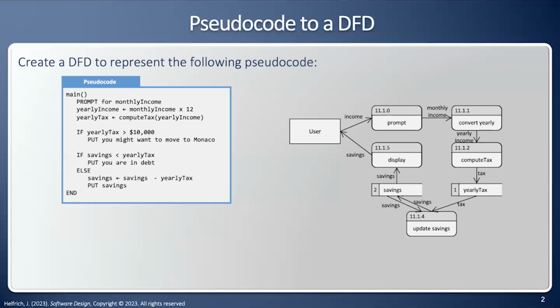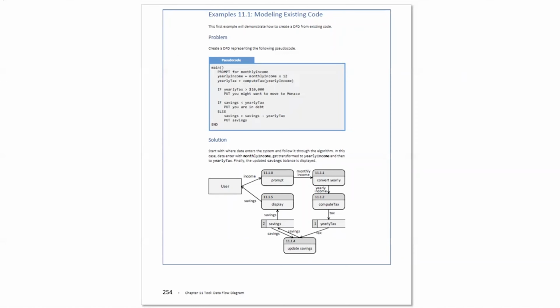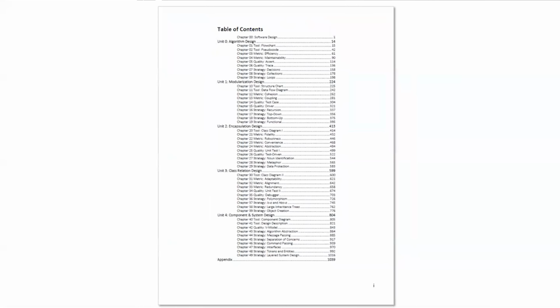I can trace it back one step at a time to see where the bug originated from. And I can also see where the variable goes afterwards, from update savings or display and then off to the user. This is example 11.1 in the data flow chapter of the software design textbook.